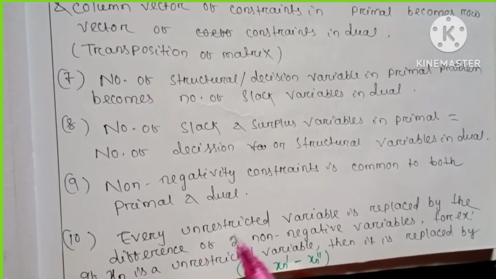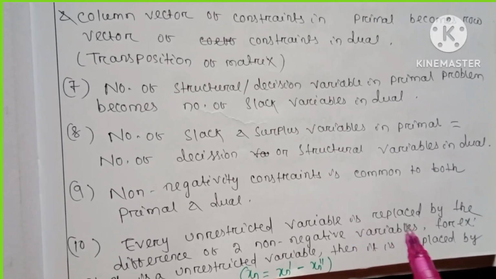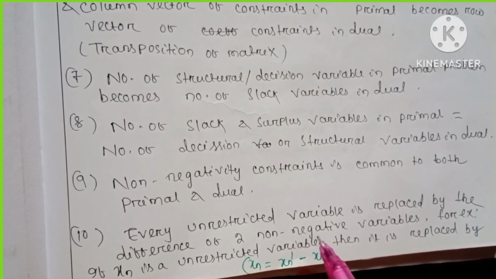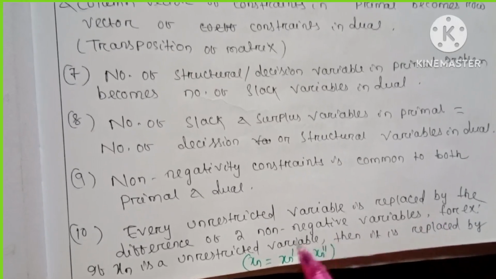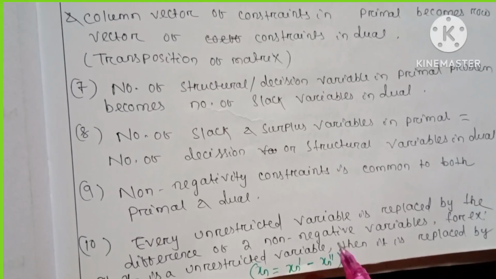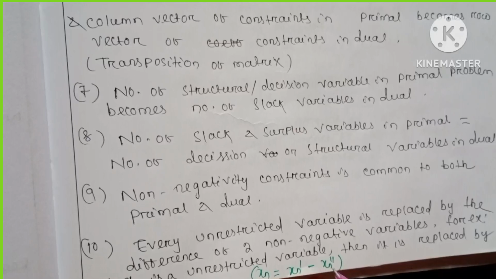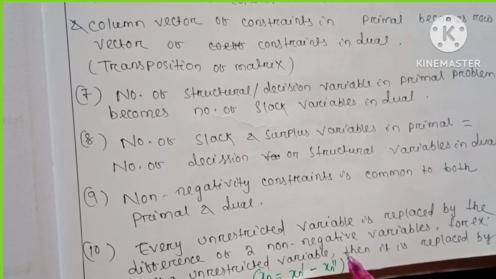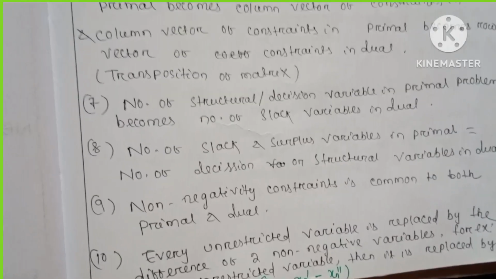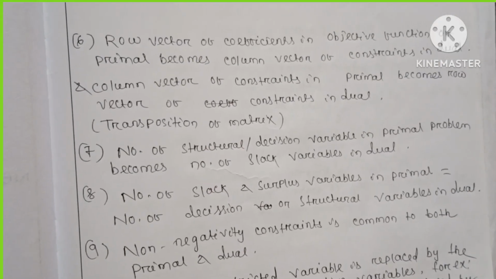The next important step is if there is an unrestricted variable, then it is replaced by the difference of two non-negative variables. For example, if xn is an unrestricted variable in a problem, then it is replaced by xn = xn' minus xn''. So these are the important steps while converting a primal problem into a dual problem.